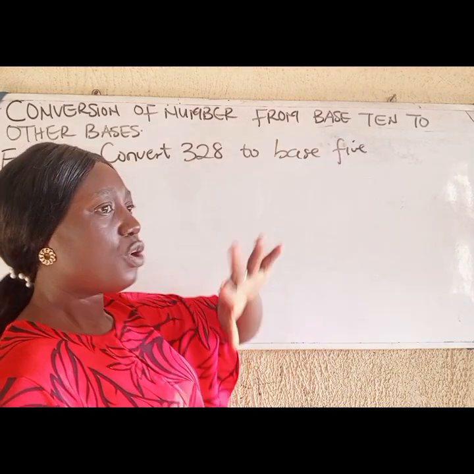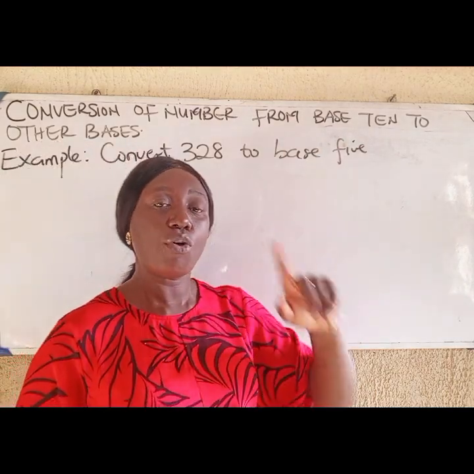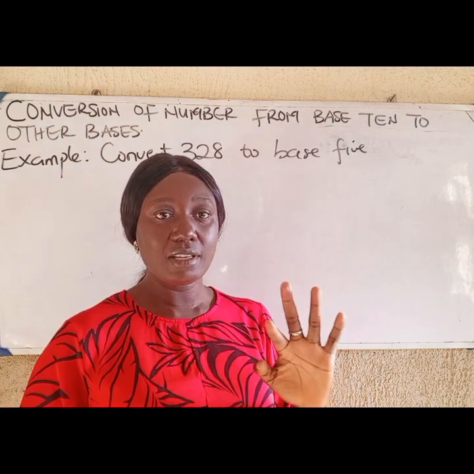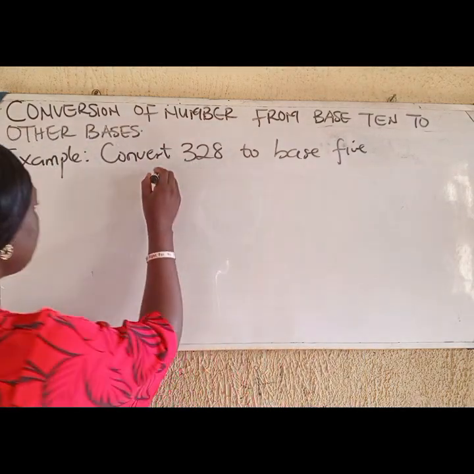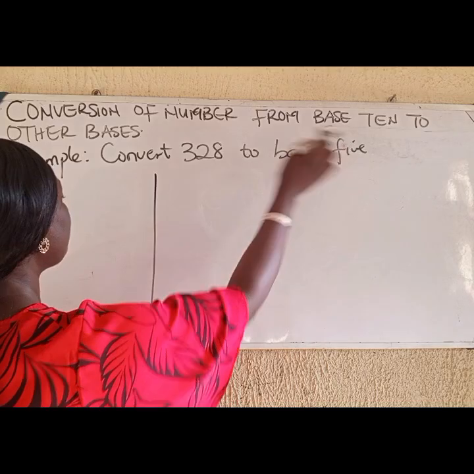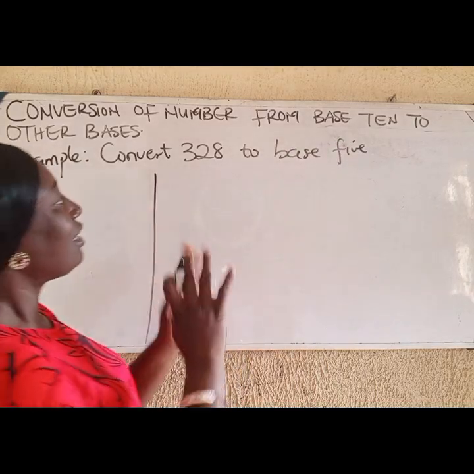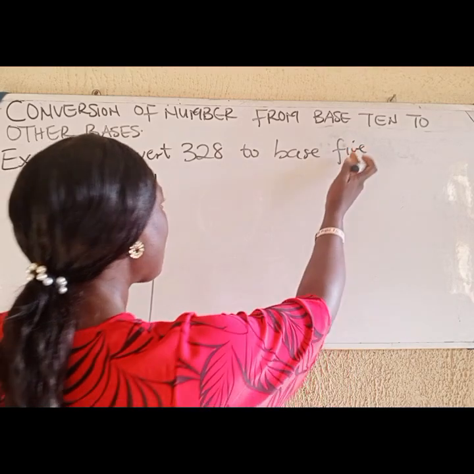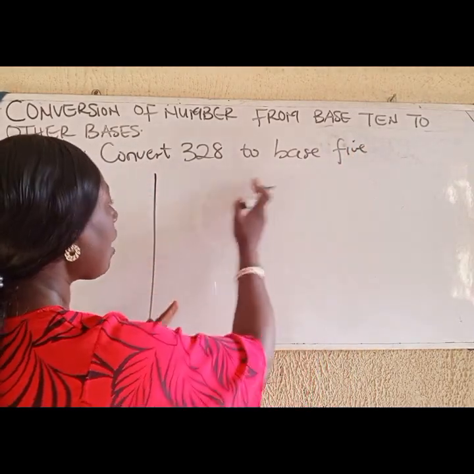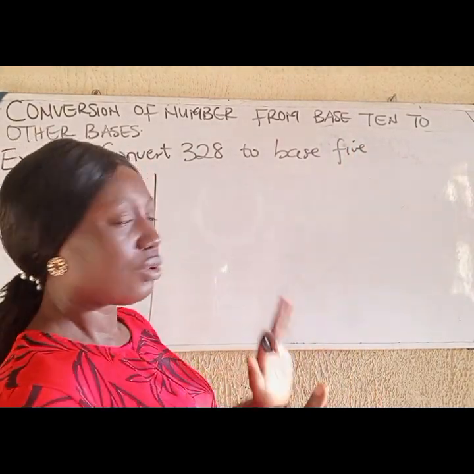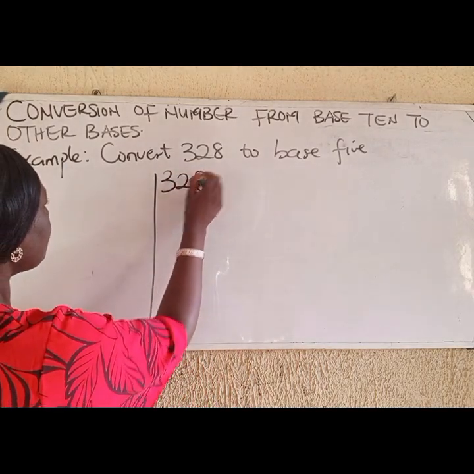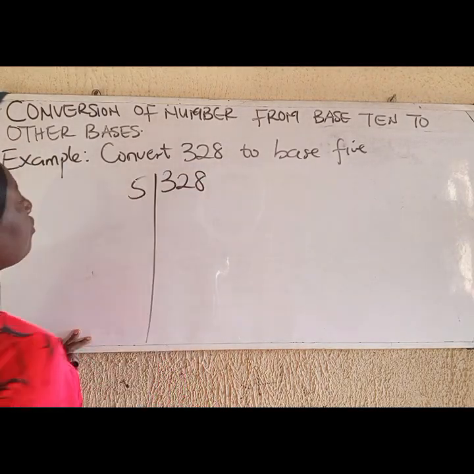So remember that I said when you are working in base 5, 5 or any number above 5 will not appear in your answer. So I have to divide this number by what? 5. Once you are taking a number from base 10 to any base at all, just use that base to divide that number and bring out your remainders. That's all. It's very simple. So I have 328. I'm going to divide by 5.